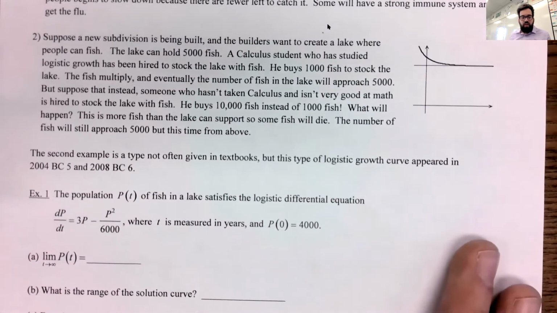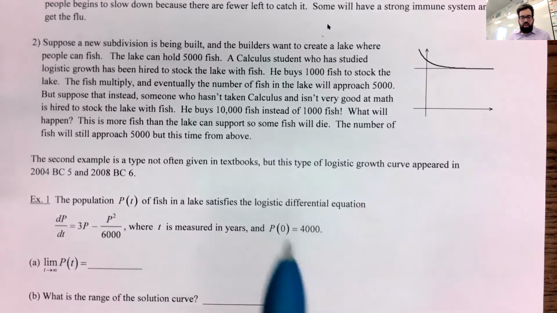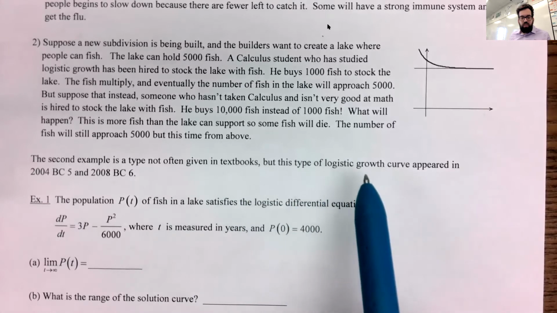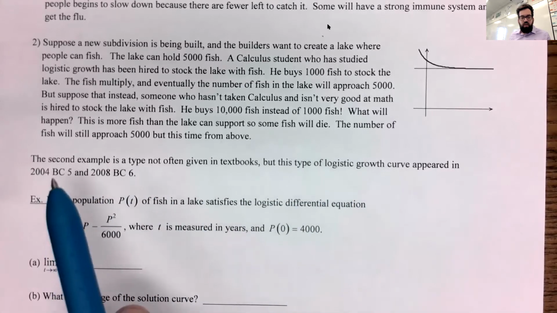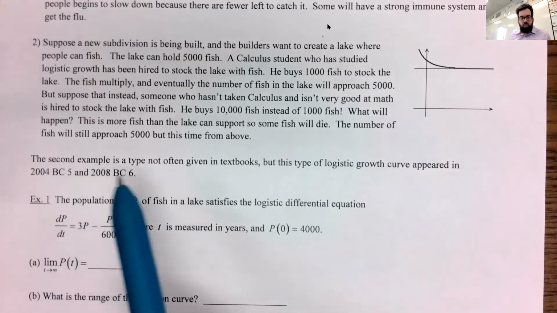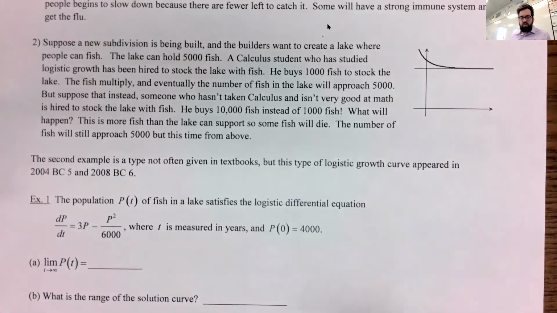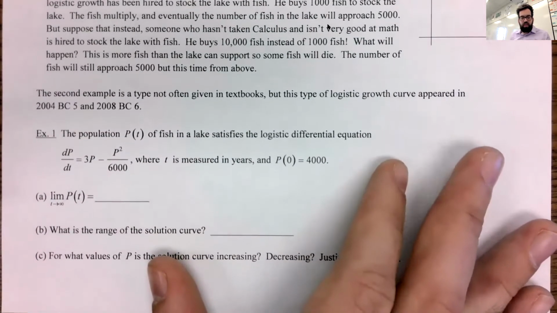Okay? The second example is a type not often given in textbooks, but this type of logistic growth curve appeared on the AP exam in 2004 and in 2008 in free response questions. Okay, so let's take a look at example 1.